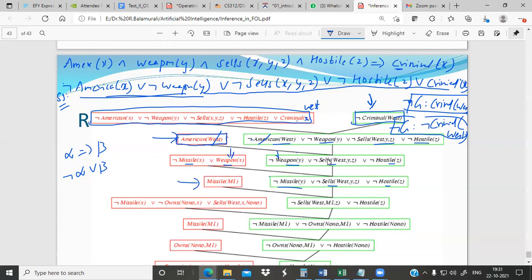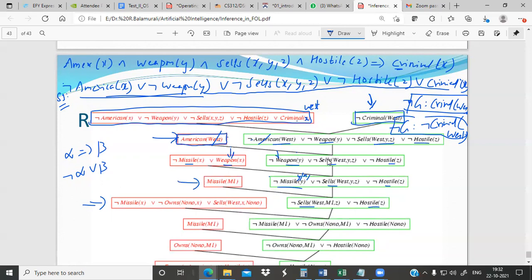But here we have something called not missile of Y. This Y can be replaced with M1, so this 2 can be cancelled out. When it is cancelled out, you have not sells West comma M1 comma Z and not hostile of Z. Again, we have knowledge in the knowledge base: a statement not missile of X or not owns Nono comma X or sells West comma X comma Nono.